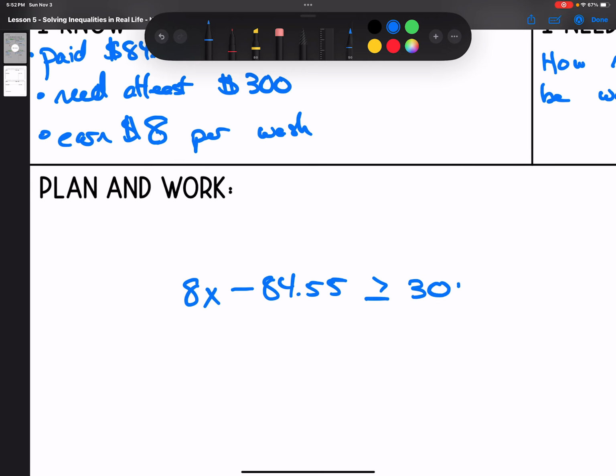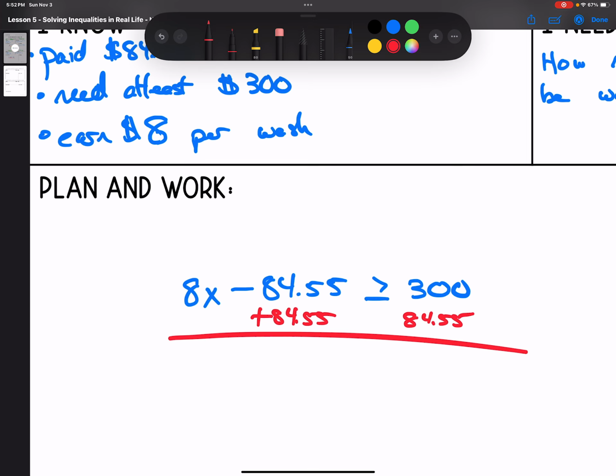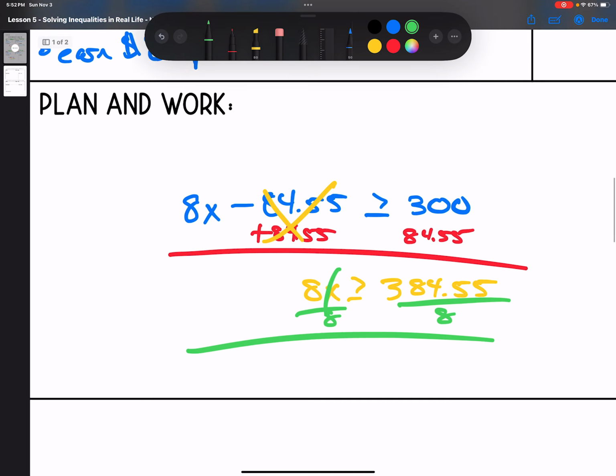So let's go ahead and do the next step. We're going to add $84.55 to undo that operation. Those go away. I'm left with 8x needs to be greater than or equal to $384.55. Now I'm going to divide by 8, and I'm going to be left with x is greater than or equal to 48. Now, 384.55 divided by 8 is technically 48.06.